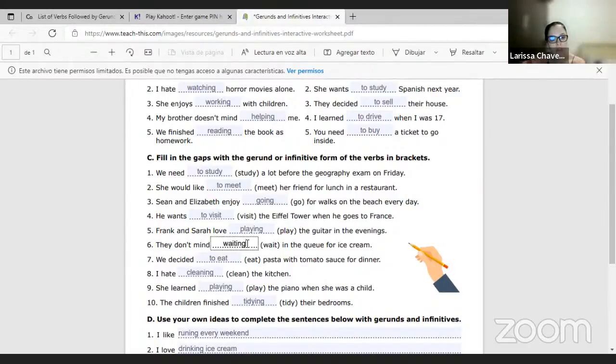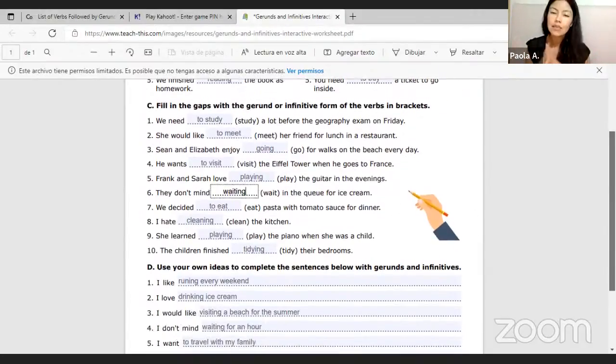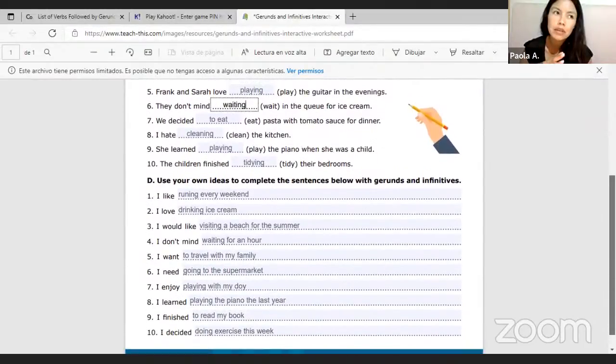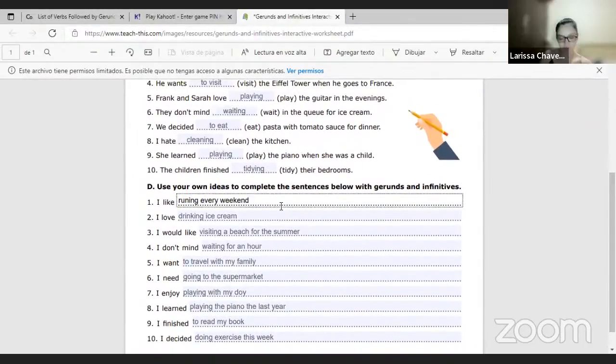Number 9. She learned playing the piano when she was a child. Learn is used with infinitive. So it's to play. Okay. Number 9. The children finish tidying their bedroom. Tidying is like cleaning up or maybe organizing. Okay, next one. I like running every weekend.